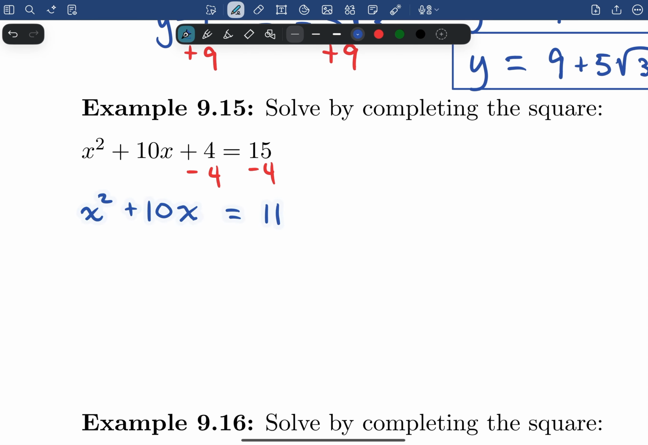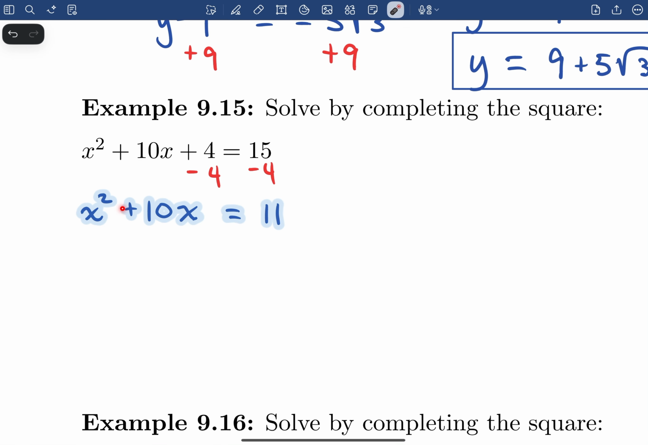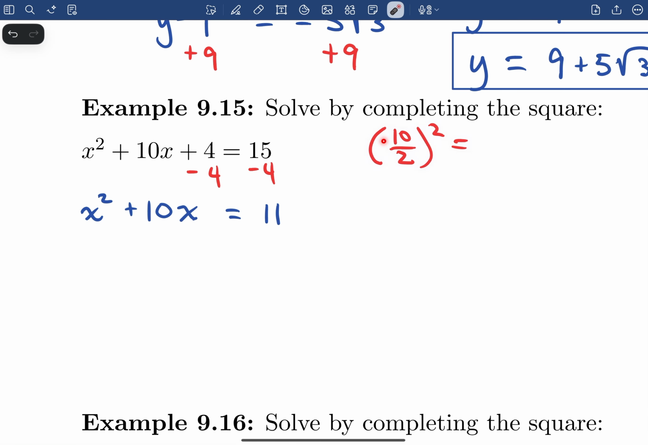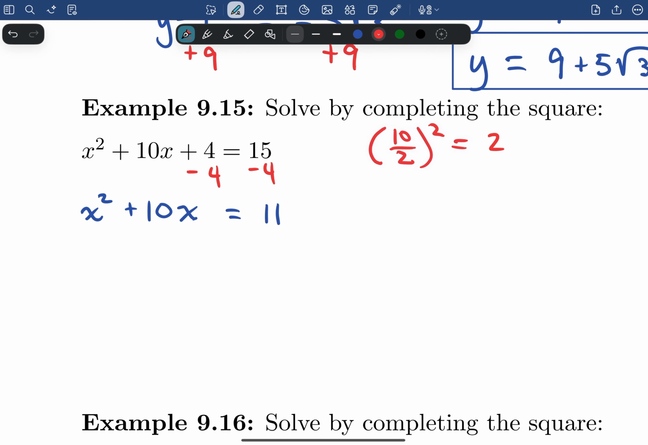I'm now ready to proceed and move on to the next step. I'm going to find the b value, which is positive 10. It's with the linear term, right? The variable to the first power. And so I take that coefficient of 10 and I divide it by 2 and I square it. And 10 divided by 2 is 5, and then 5 squared is 25. I have completed the square. And what I'll do is add that value to both sides of this equation. So I'm adding 25 to the left side and the right side of this equation, like that.